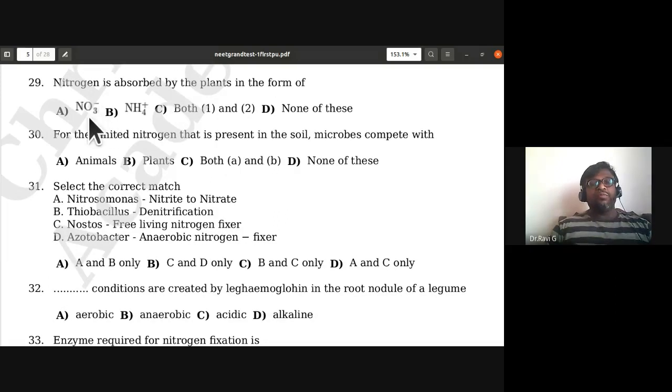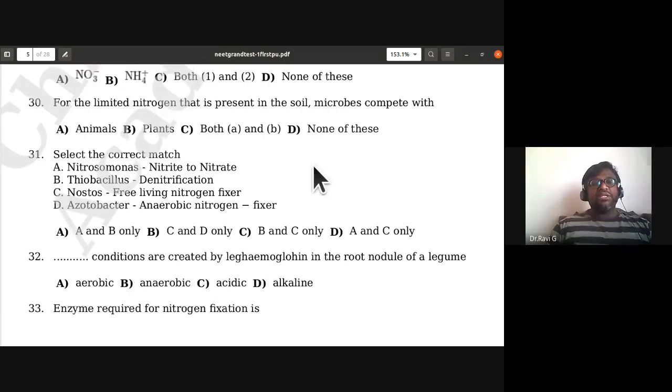So nitrogen is absorbed both as nitrate and ammonium ion. For the limited nitrogen that is present in the soil, microbes compete with animals, plants, both A and B. B is the answer. So the limited nitrogen that is present in the soil, microbes compete with plants. So 30th, B is the answer.